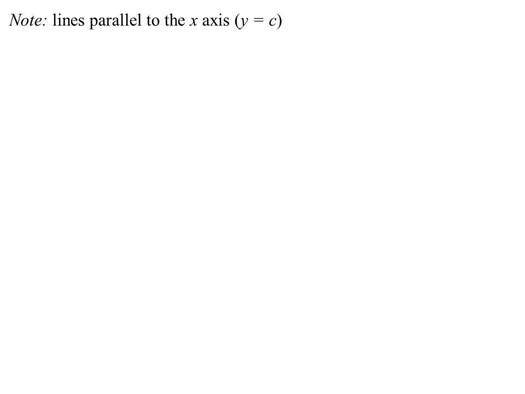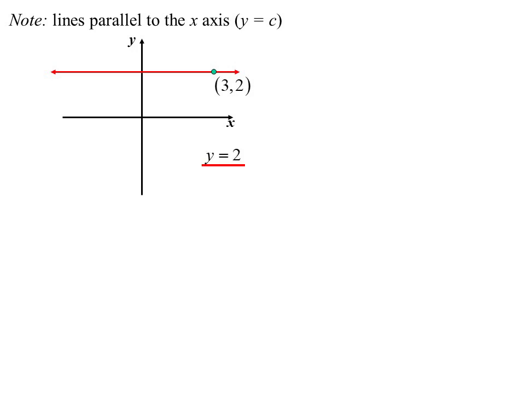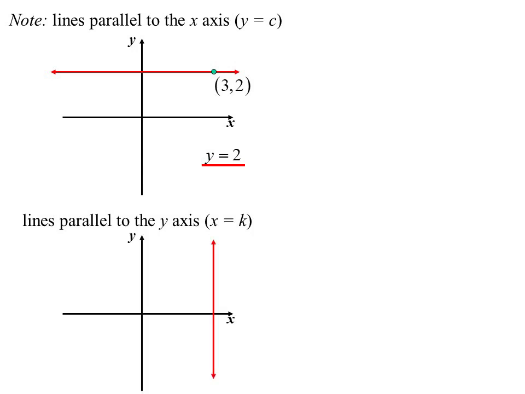Then we have these special lines, the ones that are parallel to the axis. If it's parallel to the x-axis, it'll be y equals a constant number. So here's one, it goes through the point (3, 2), must be y = 2. Every point on there would have a y coordinate of 2. And parallel to the y-axis would be x equals a constant number. So going through the same point, x = 3. So they're two special ones.